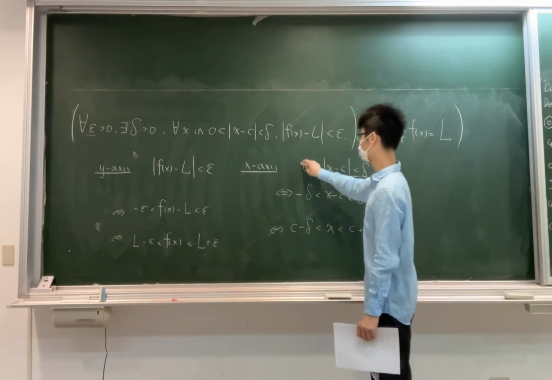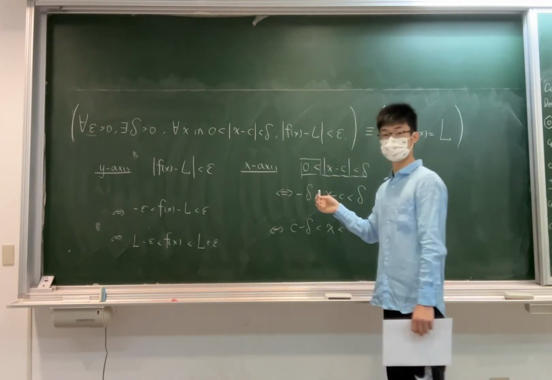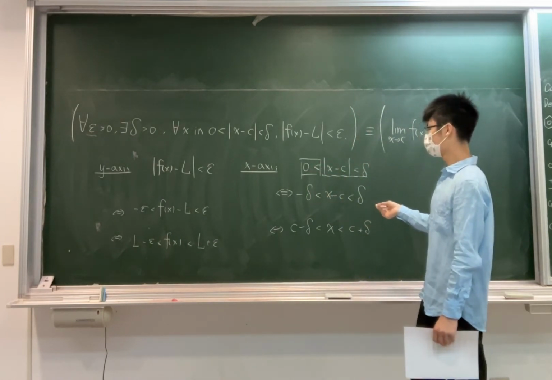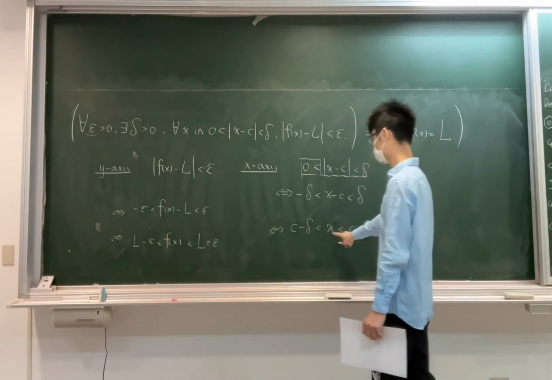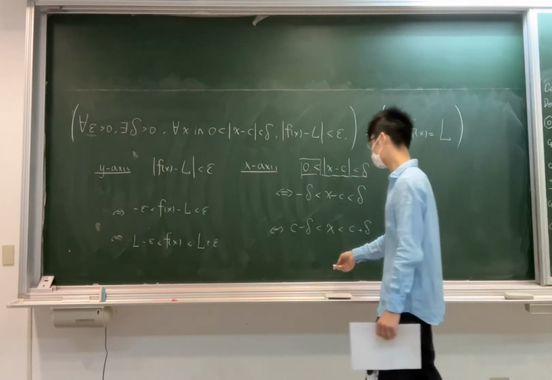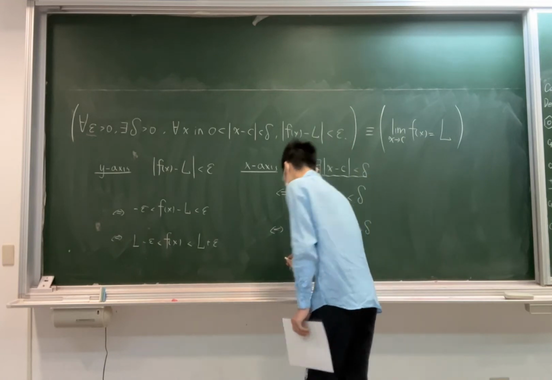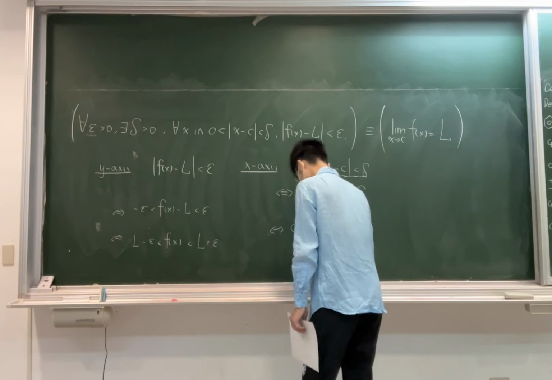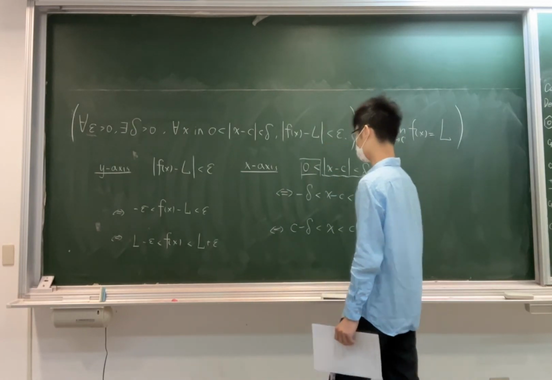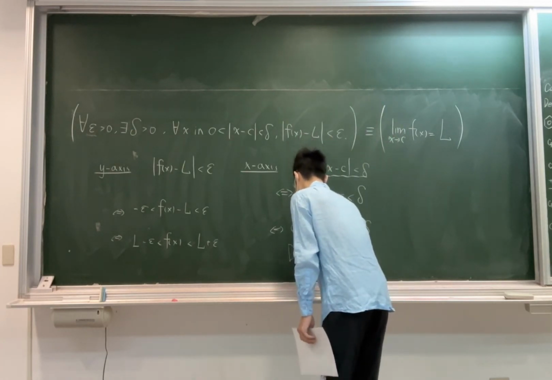And going back to this 0 part, we can't let x minus c equal to 0, right? So we have to take 0 out from this inequality. So we can take the range of x, let's say D, the set D.